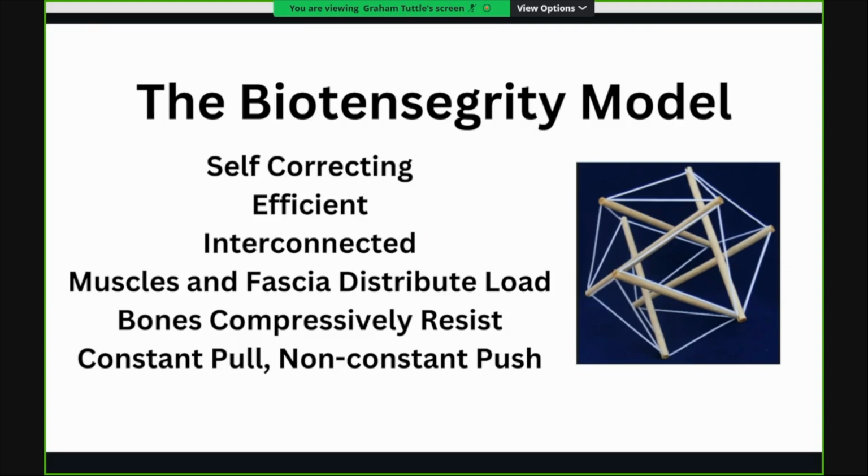Now, as you go through life and you deal with forces, you're jumping, running, throwing, picking things up, any external impact on your body, muscles and fascia distribute that. So they are the bending element that creates the extra tension. So they kind of will touch and move. The bones compressively resist, but the difference is it's a constant pull and a non-constant push.